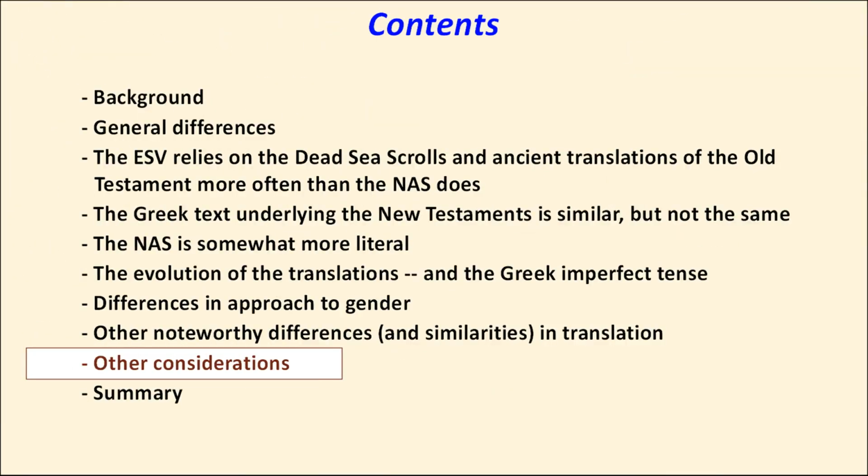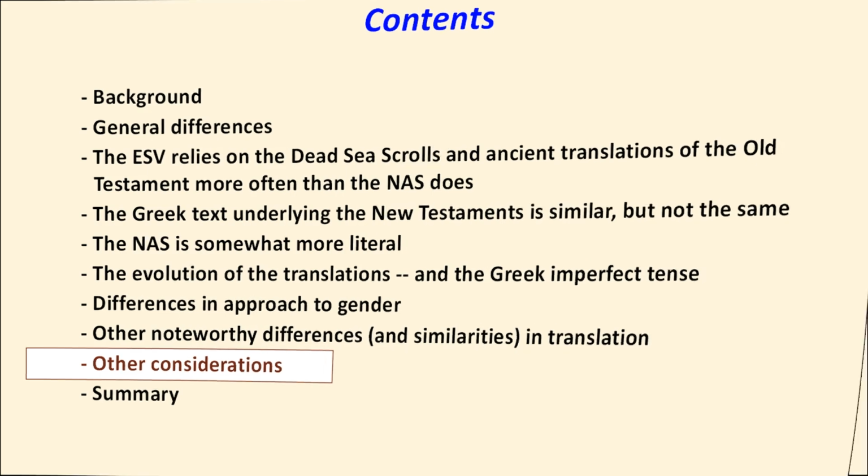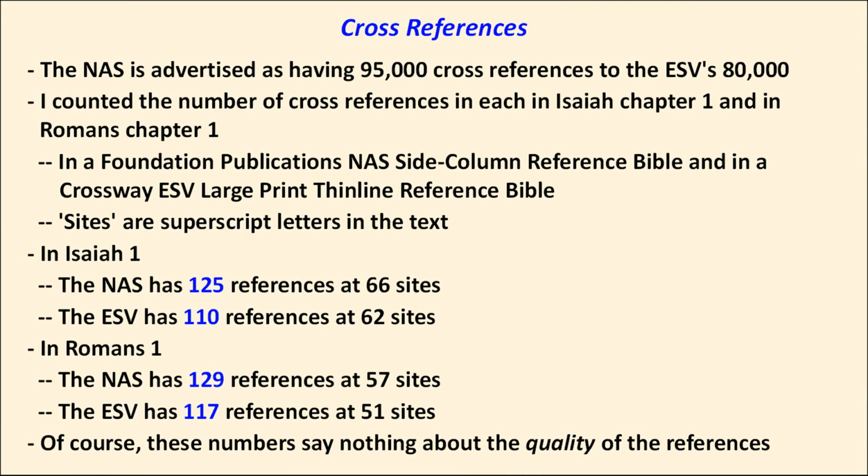There are other things a person should consider when choosing a translation. I'll touch on a few of them next. The cross-reference set may be important to you. The NAS advertises 95,000 cross-references, while the ESV says it provides 80,000.